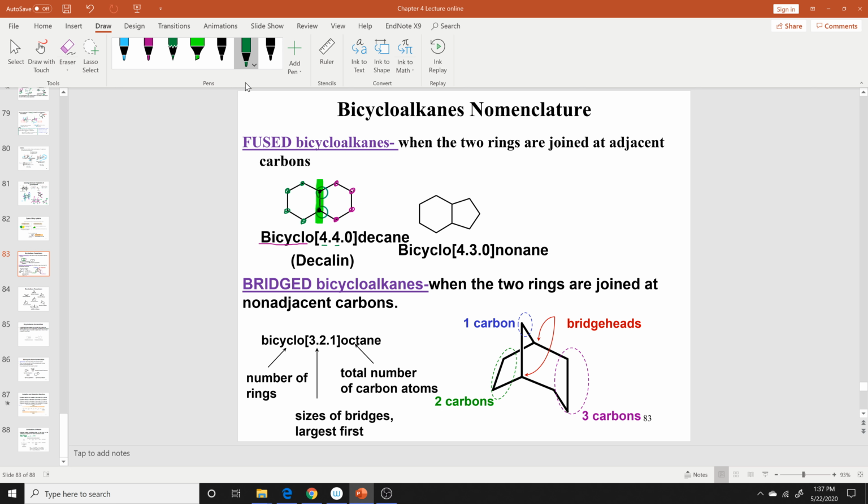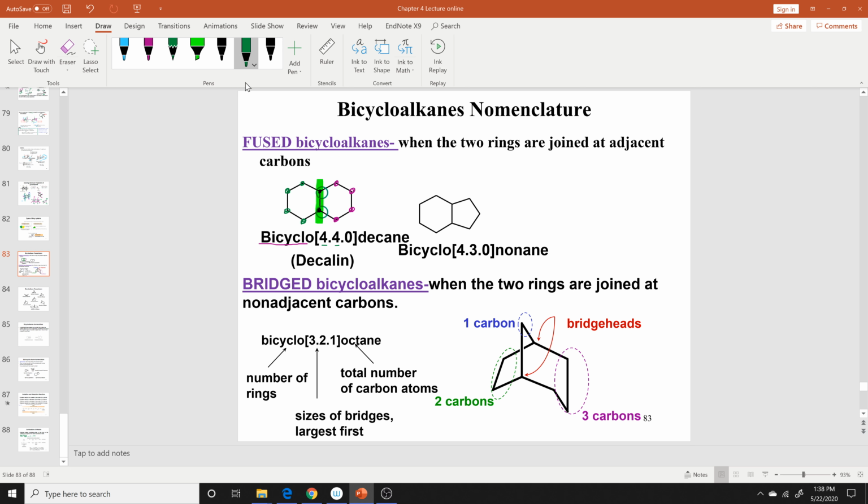Between the two carbons I have nothing, 0. That 0 indicates that I have a fused system. If I had a number in there, it would basically be a bridged system. So that 0 is important. Don't skip it. Don't neglect it. You have to put it in there. Close the brackets and that will be your name. Bicyclo[4.4.0]decane is the IUPAC name of decalin. Decalin is a common name for this structure.